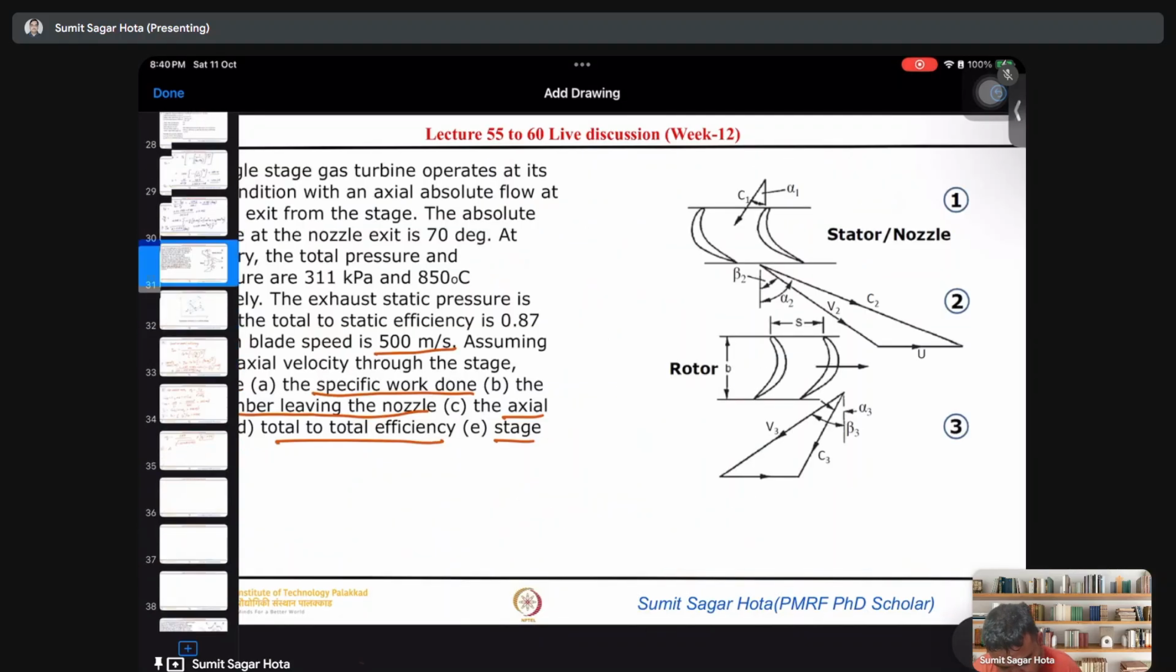So we solved all the bits of the question. Okay.